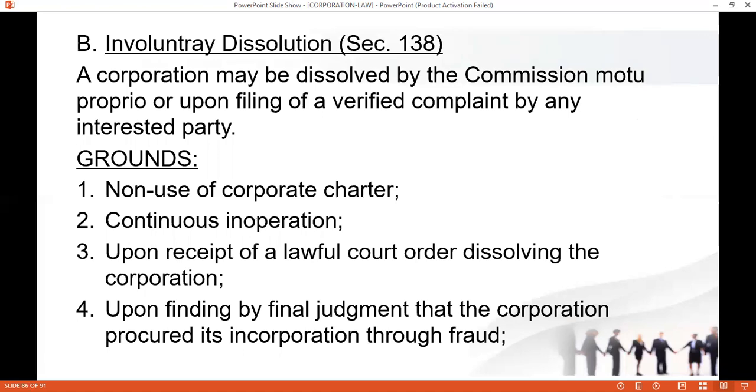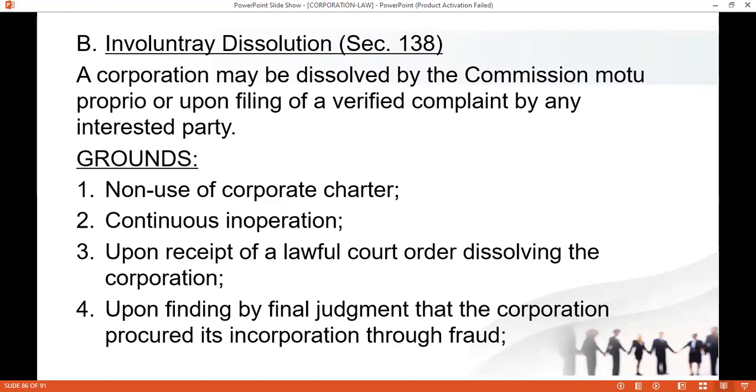Now, let's go to involuntary dissolution. A corporation may be dissolved by the commission motu proprio, meaning pwedeng independently ng commission, pag may nakita silang grounds for dissolution, pwedeng sila mismo ang mag-dissolve. So, mag-issue lang sila ng order of dissolution or upon filing of a verified complaint by any interested party. So, dito sa involuntary dissolution, merong mga grounds tayong pag-uusapan.